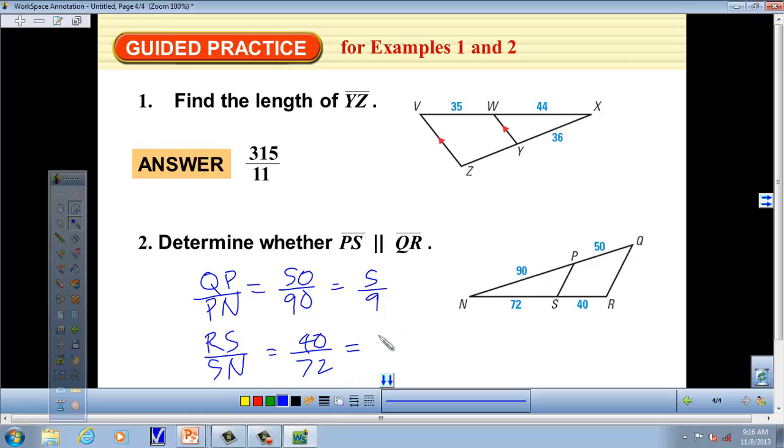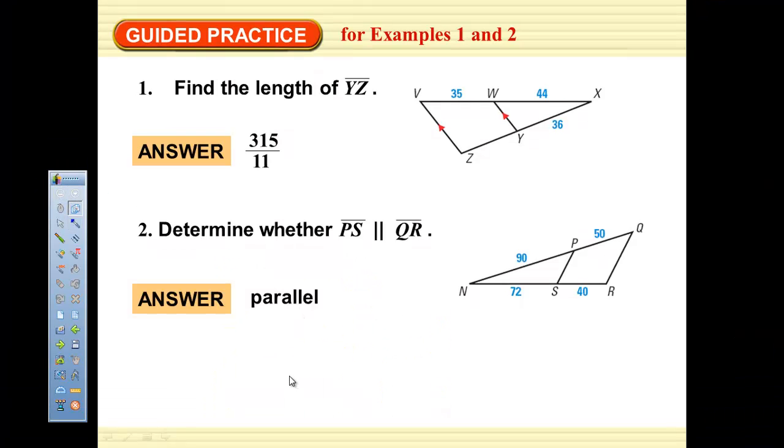Those are both divisible by 4 for sure. That would make that 10, and that divisible by 4 would be 18. So it's 5 over 9. Okay? Since they're both 5 over 9, we can say yes, they are parallel.